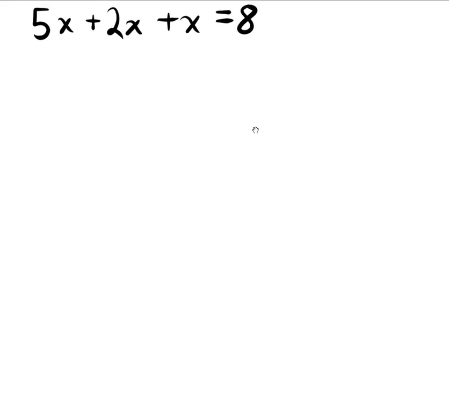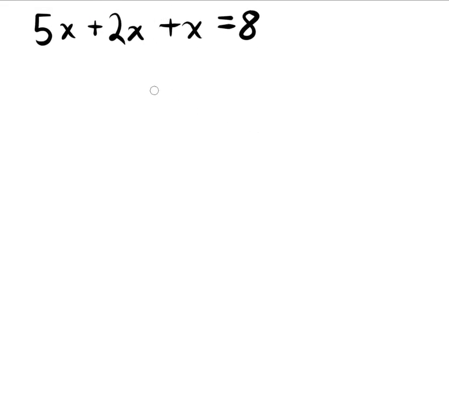I'm going to zoom in just a hair. And I get 5x plus 2x plus x is equal to 8. Now, at first glance, this actually looks pretty ugly, right? But here's what I want you to do. I want you to go ahead and give it a shot by yourself. See if you can't figure it out.